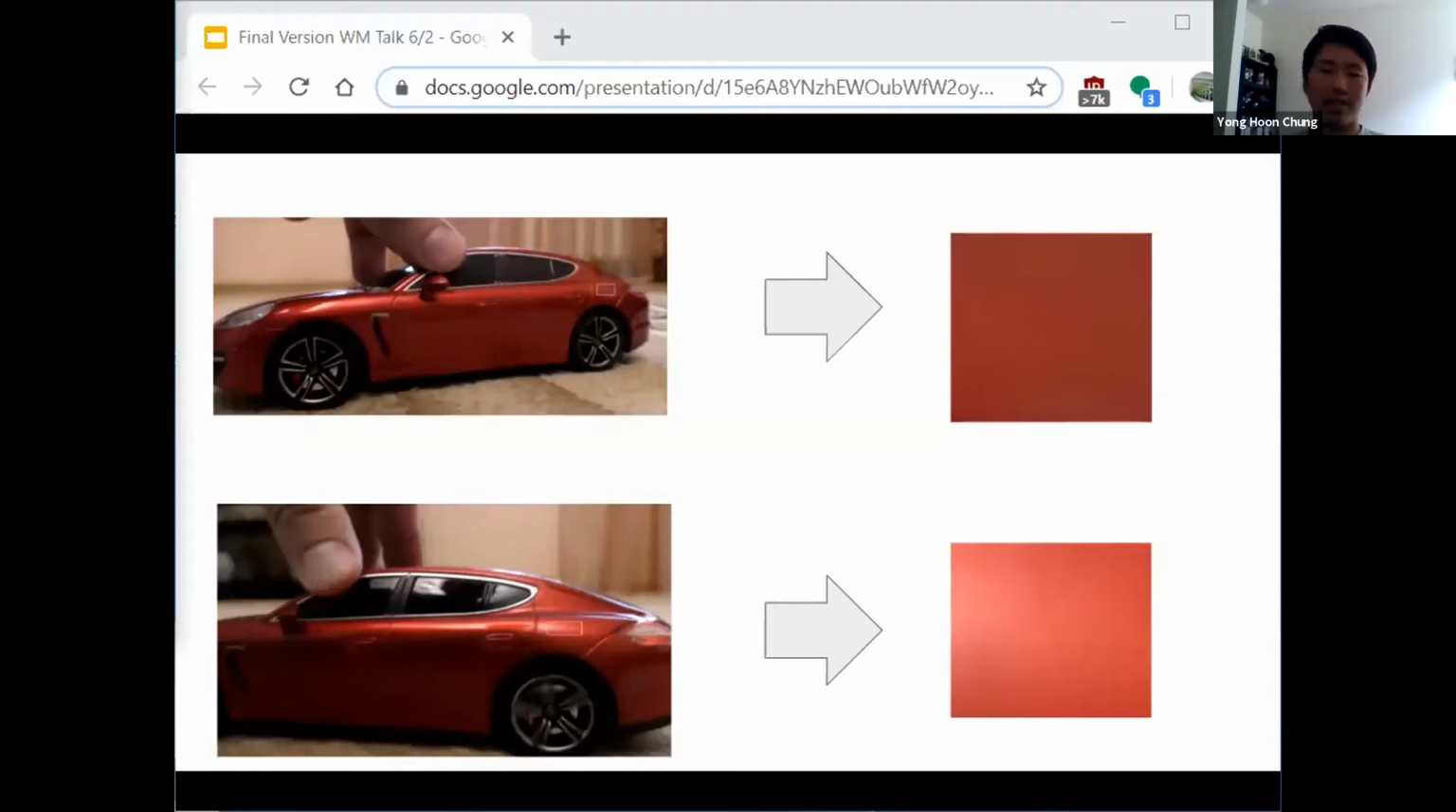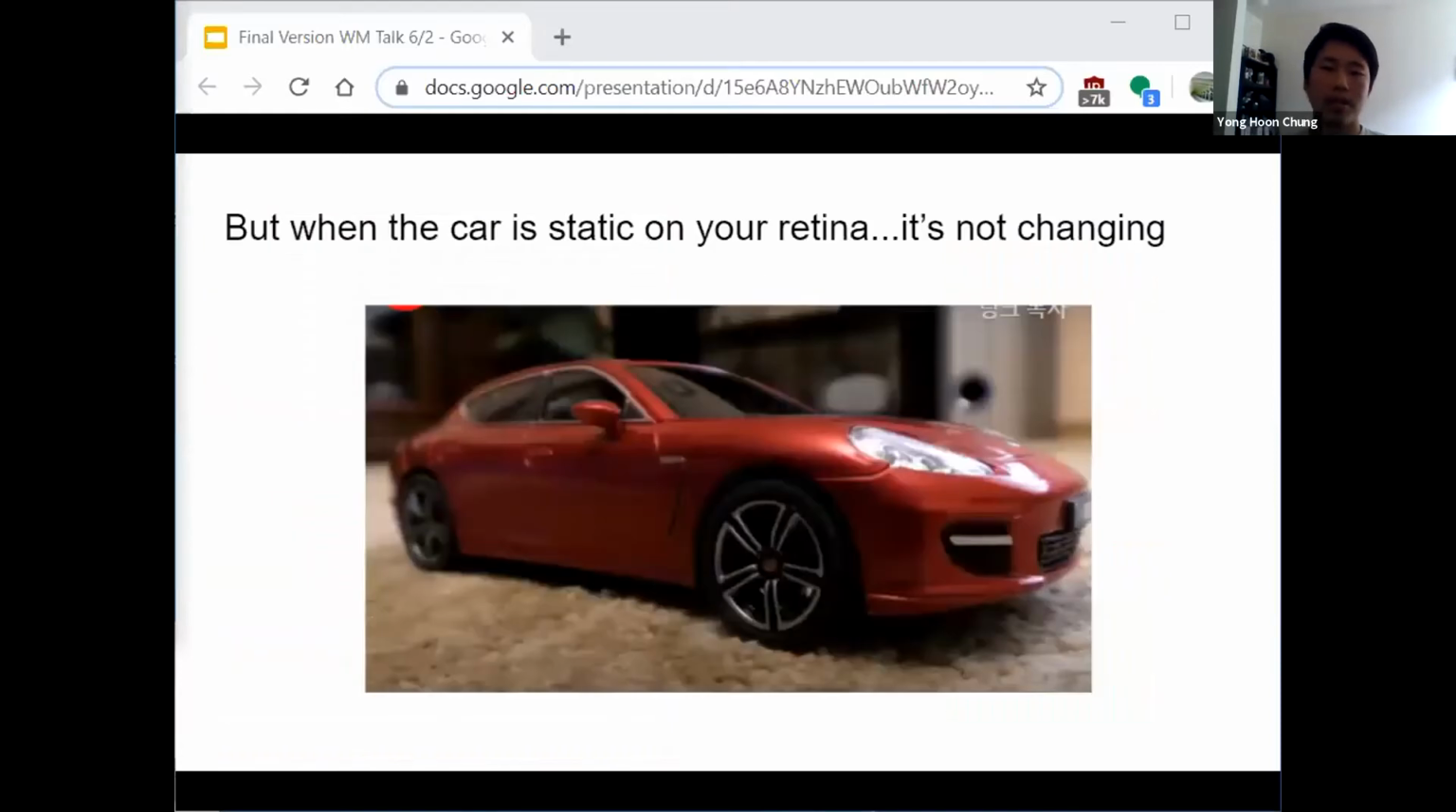But you're not necessarily going to perceive this as having two different colors. You're going to integrate this information together to have a stable, single red toy car representation. So although the features are changing because of motion, when you suspect something is part of an object, or when you generate an object file, we try to integrate all this information into one single object representation. On the contrary, when the car is completely static on your retina, the features of the car are not really changing. In fact, they don't change at all.